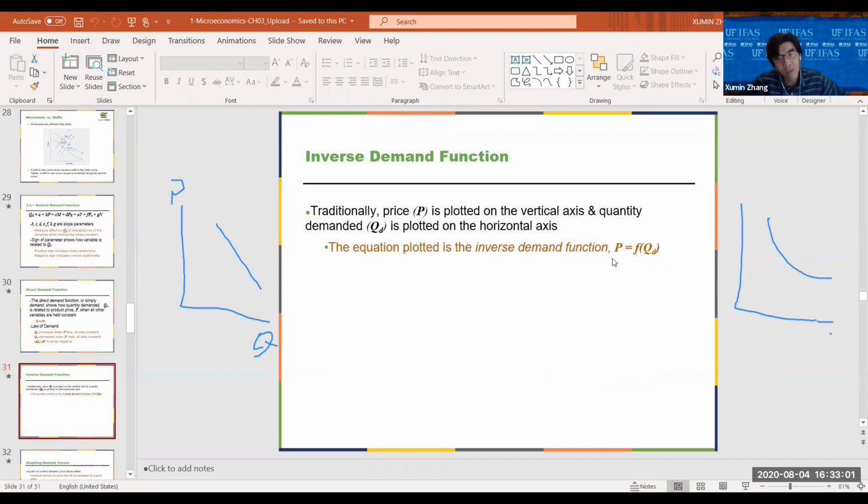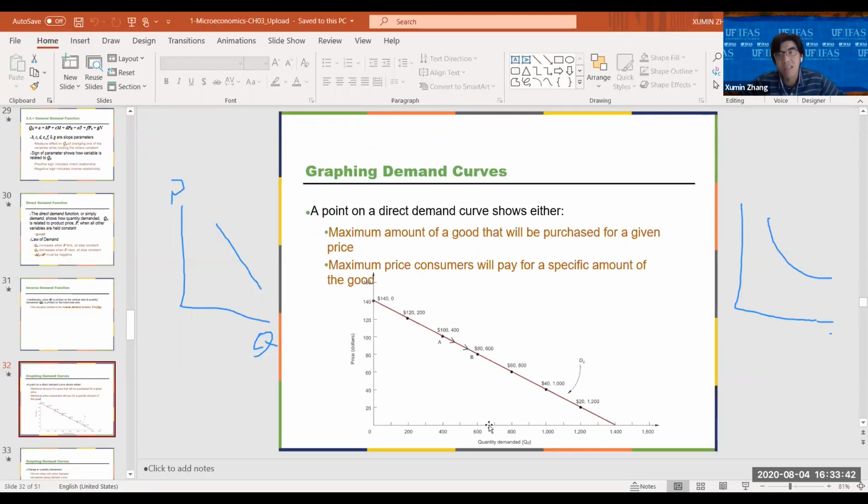What does that mean? If you put the Q on the right-hand side of the equation and put the P on the left-hand side, then this becomes the inverse demand function. It's the same, because if we have the historical data, we have P, we have Q, and then we set up the function, it doesn't matter. These are equivalent. The relation is a negative or downward sloping curve.